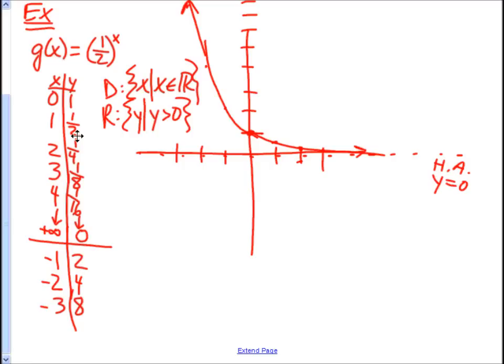Similar to the exponential growth, we're going to shift this around a little bit. So why don't we put a couple more graphs on here. Let's do the first one.